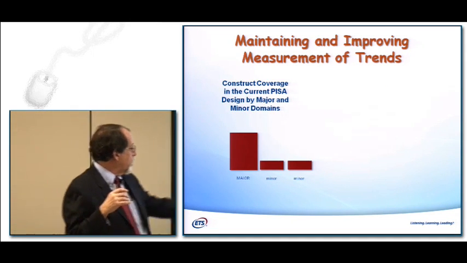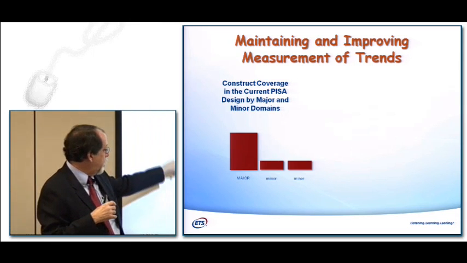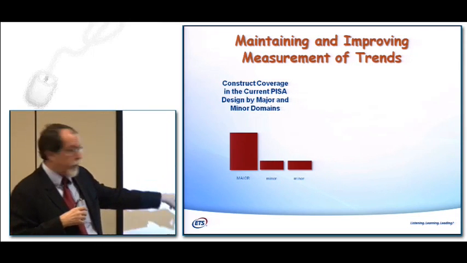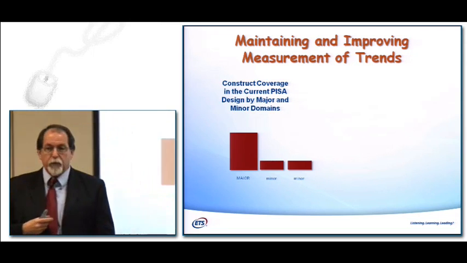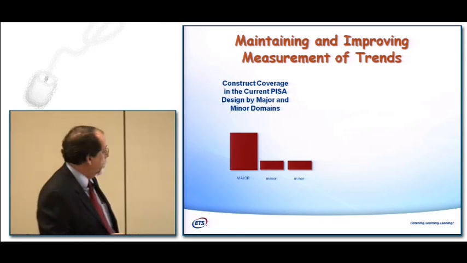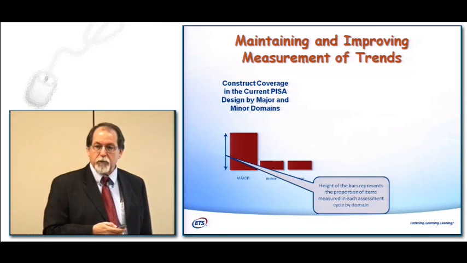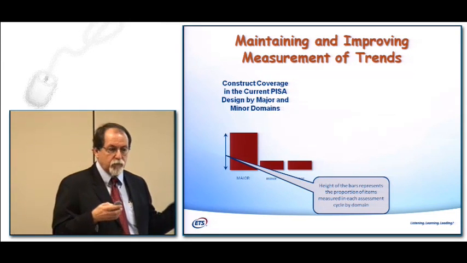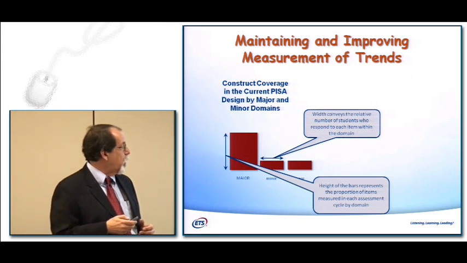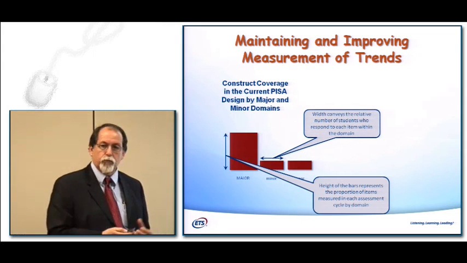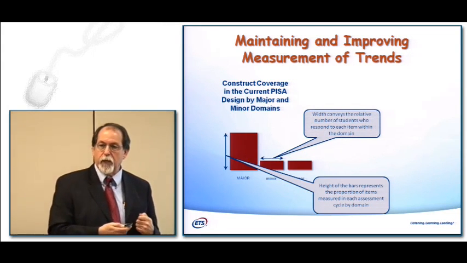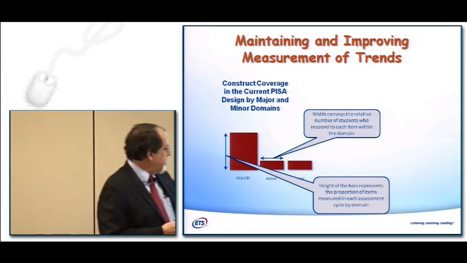Well, so this is 2006. This would be science. It was the major domain. And then reading and math were the 2 minor domains. And so what does this bar mean? The height of the bar represents the construct of, in this case, science. And the width of the bar represents the number of students who took each item when they were looking at trend.